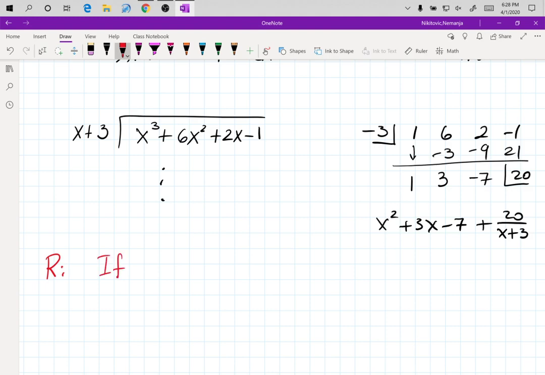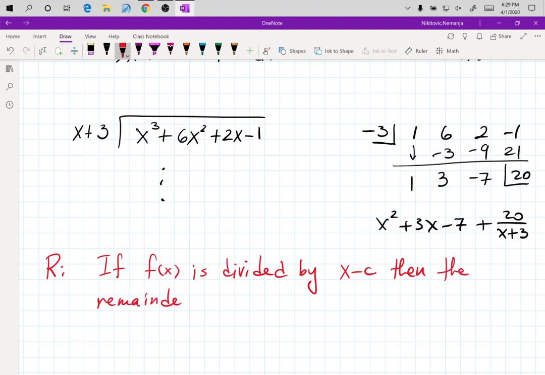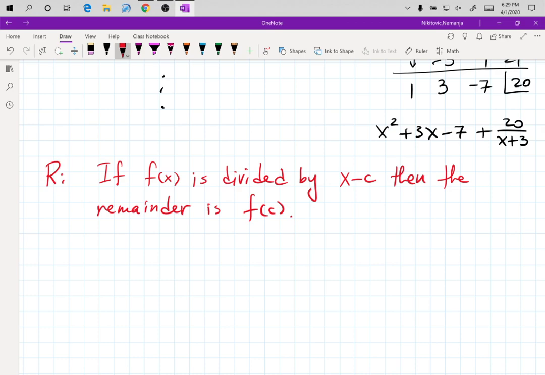So if f of x is divided by x minus c, then the remainder is f of c. So this one helps a lot with calculations in the next lecture, because we just go through and see which one gives a 0, and whatever gives 0, that's the root. We can do synthetic division from that point on.